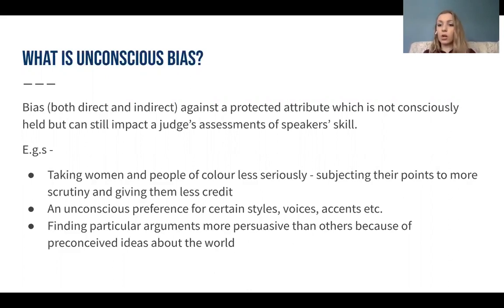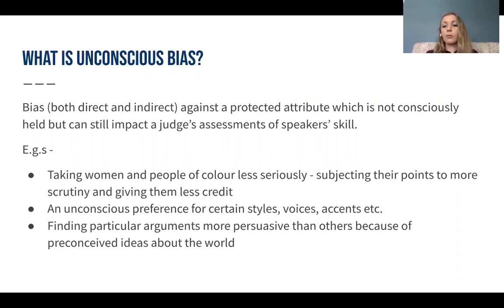So some examples of what unconscious bias could look like are as follows. Firstly, you might take women or people of color, people from other marginalized groups, less seriously. So you might, in assessing their claims, subject their points to more scrutiny than you otherwise would, or you might give them less credit for an argument which you otherwise might find persuasive.